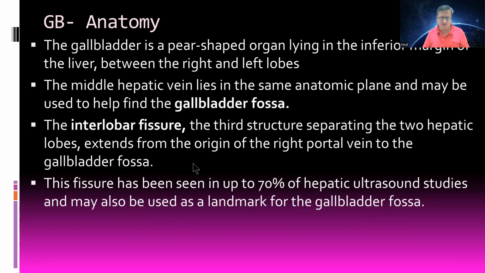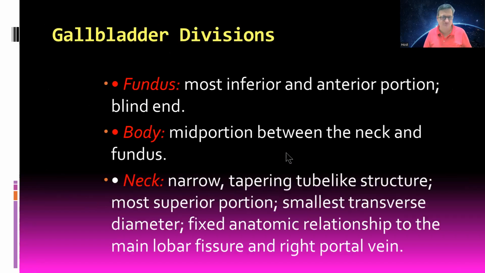Interlobar fissure is the third structure which separates the two hepatic lobes from the origin of the right portal vein to the gallbladder fossa. So, interlobar fissure is between the gallbladder fossa and the right portal vein. So, it is the connecting structure of these two. This fissure can be seen in up to 70% of hepatic ultrasound studies, and it can also be used as a landmark for searching the gallbladder fossa.